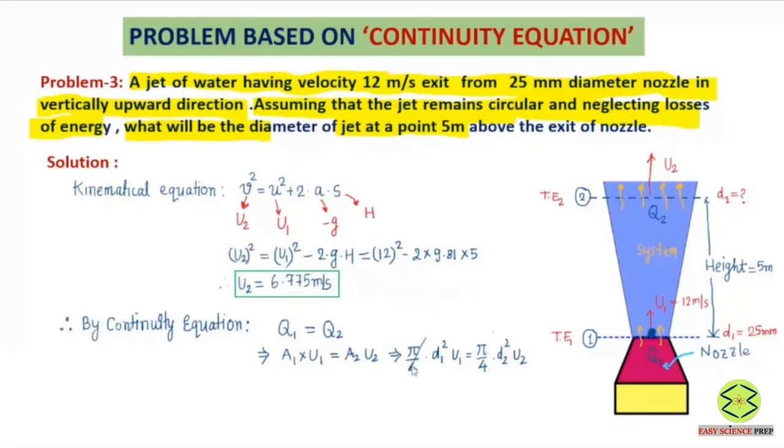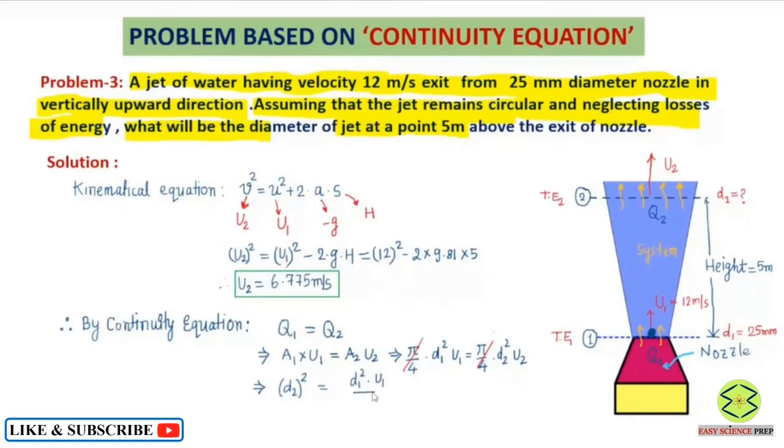So we can cancel out pi by 4 from both sides. So we get the expression of d2. If we simplify both sides, we get d2 square equals d1 square times u1 divided by u2. So you will get the expression of d2 as d1 times the square root of u1 by u2. And if you substitute the values of u1, u2 and d1, so we have the values of d1, u1 and u2. So by substituting the values, you can get the value of d2.